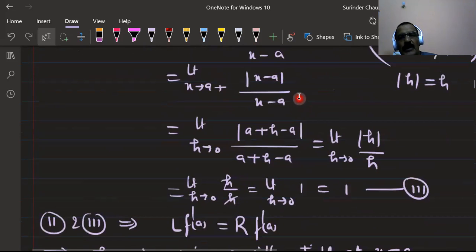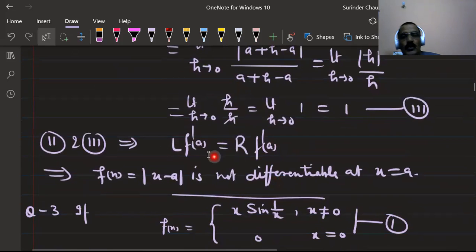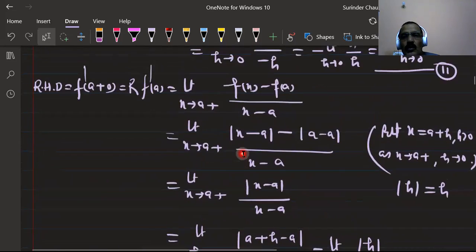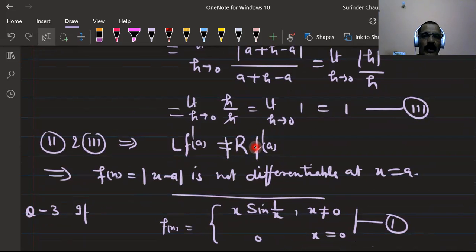Differentiability at a point is connected with the limit at that point, and we have discussed substitution in the limit earlier. So the limit as h approaches 0 of |h| / h, with |h| = h, cancels to 1. So the left hand derivative at a is not equal to the right hand derivative at a, therefore f(x) = |x − a| is not differentiable at x = a.